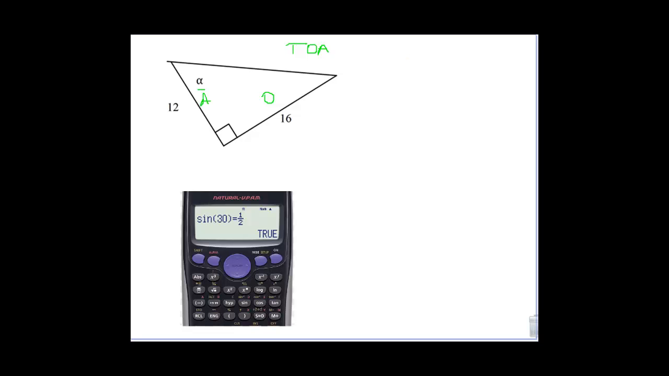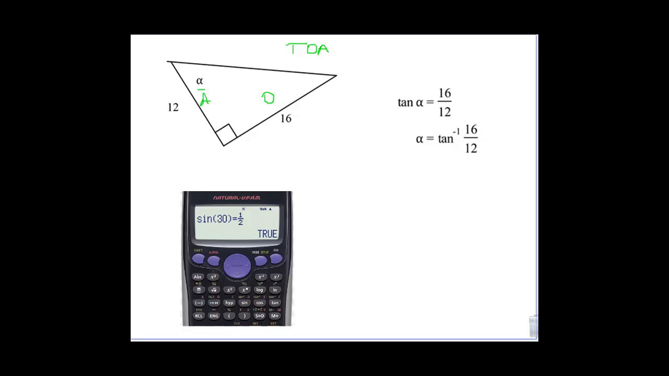So we set up our equation. Tan alpha is equal to the opposite side on the adjacent side, 16 over 12. So tan ratio, opposite over adjacent. And to get the alpha by itself, we would take the inverse tan. So inverse tangent of 16 on 12.